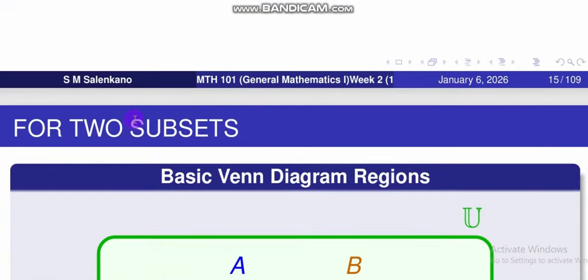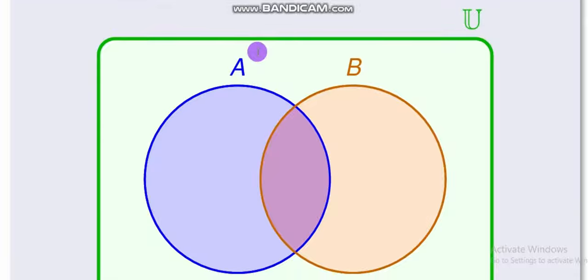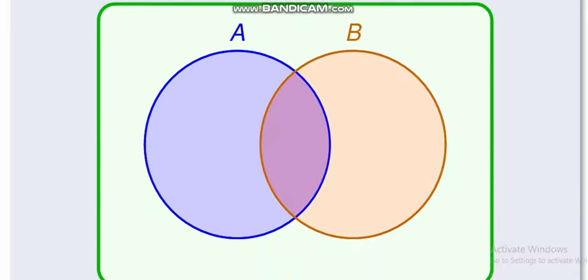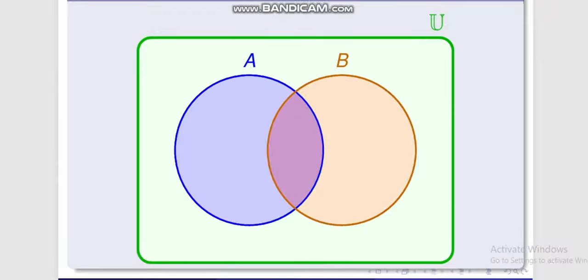So we are going to see two subsets. We have the universal set and any two subsets. How is that shown in a Venn diagram? Basic Venn diagram regions for two subsets with the universal set. Look at what is happening here. See, let me minimize this a bit so that you can see that.